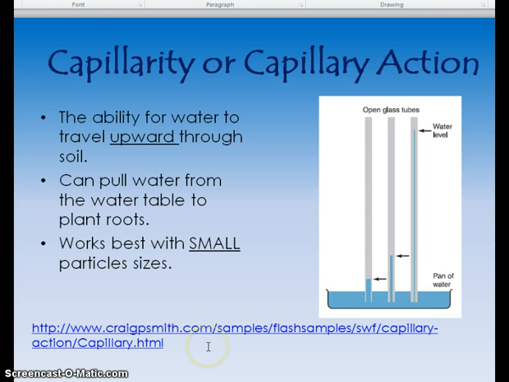Last thing is capillary action or capillarity. This is the upward movement of soil. Big thing you have to remember is that this works best with small particles. So if we look at these tubes here, this is the largest tube, medium tube, and small tube. Water is going to rise highest in the smaller tube, and this has to deal with tree roots on plants. They can reach down to the water table and pull water up to the tree. Obviously that defies gravity, but that's why we're talking about it. These small tubes, the small spaces, are going to do that the best.